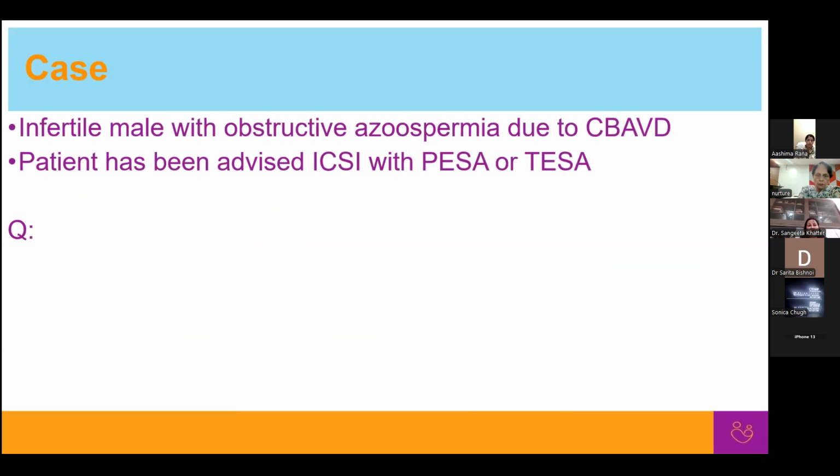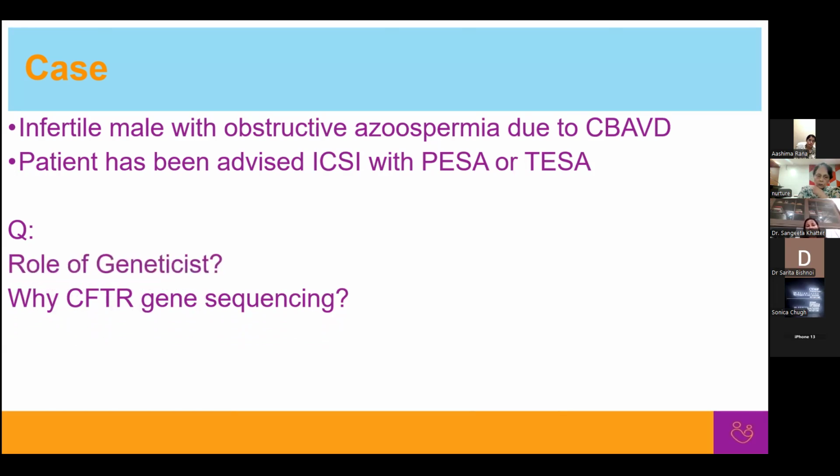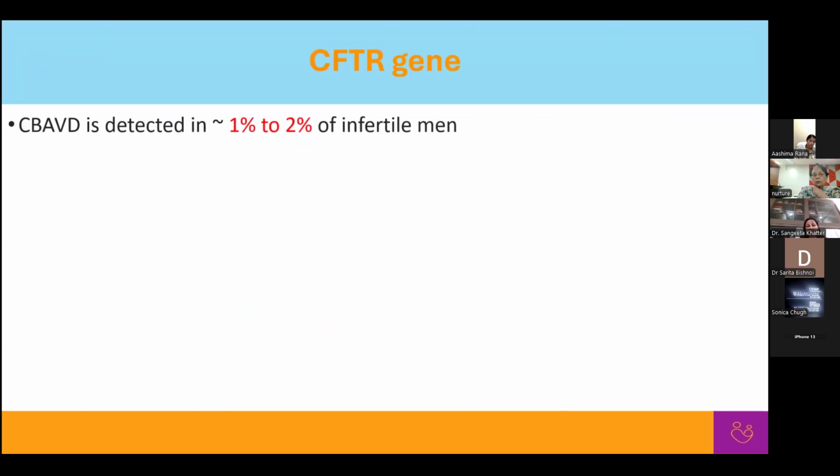So, another case, an infertile man with obstructive azoospermia due to CBAVD, congenital bilateral absence of vas deferens. The patient has been advised ICSI with percutaneous epididymal sperm aspiration and testicular sperm aspiration. Now, why do we want geneticists to get involved in this? I will come to the next slide.